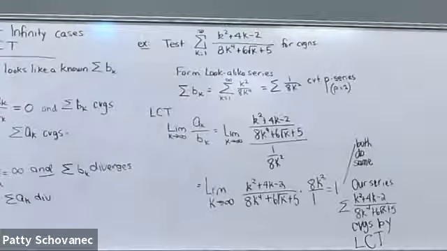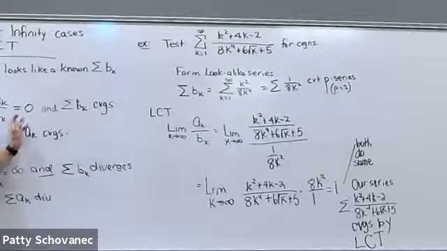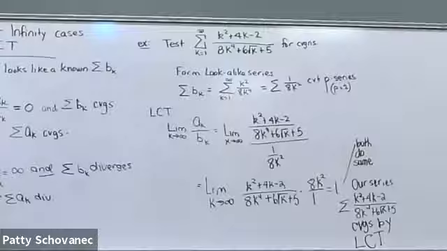I would say if this happens, if the limit is 0 and the B Ks converge, then the A Ks converge by the 0 infinity case of the limit comparison test. It is possible for this limit to be 0 and these guys to diverge, in which case we don't know anything. If the limit is 0 and the B Ks diverge, the test doesn't apply. If the limit is infinite and the B Ks converge, the test doesn't apply. We've got to have another test.